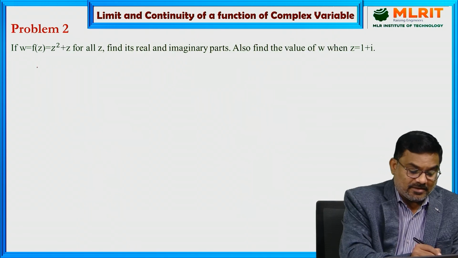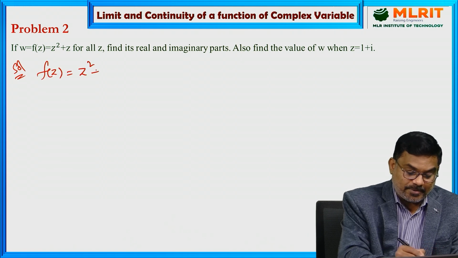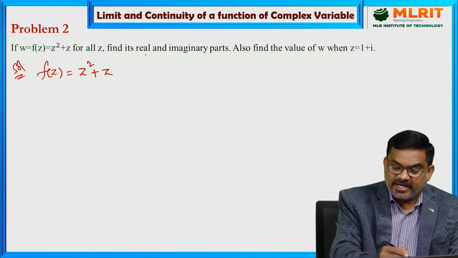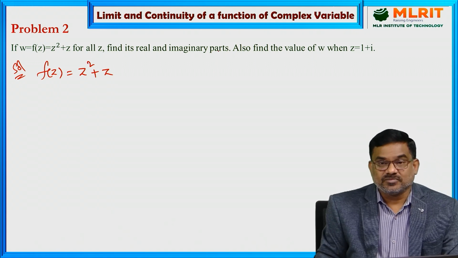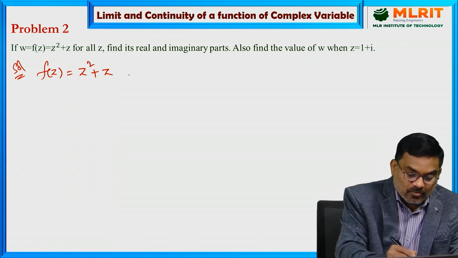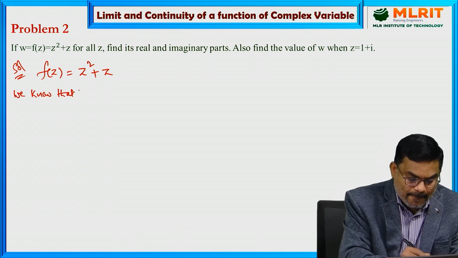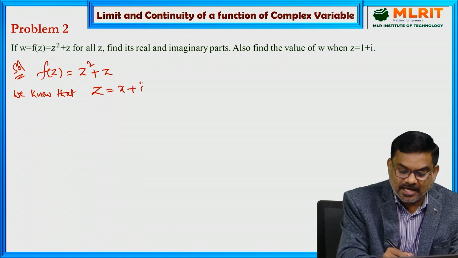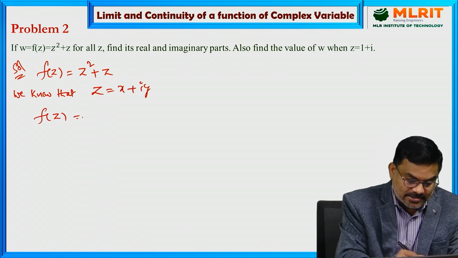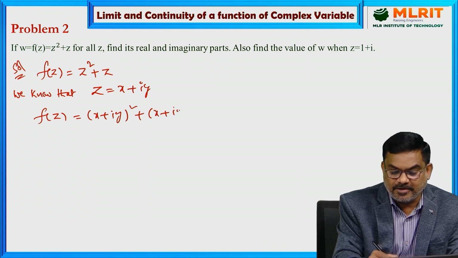Similarly, the second one, f of z is defined as z square plus z for all z. Find its real and imaginary parts. So first we need to find its real and imaginary parts. Also, we know that z is x plus iy. So let us substitute that here. f of z is (x plus iy) whole square plus (x plus iy).